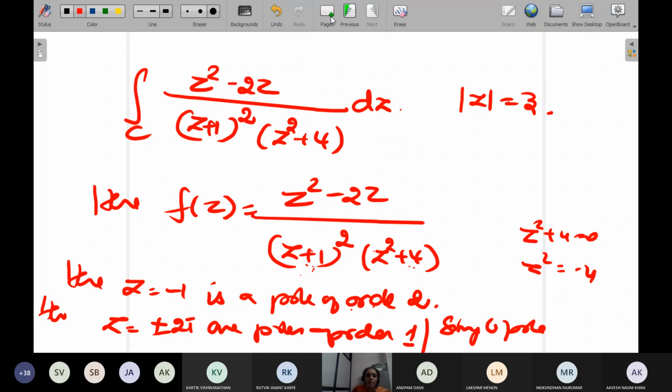Now, first of all, we will check which poles lie inside the region and which lie outside the region. What is the given region? Mod z is equal to 3. So mod z equal to 3 means a circle with center 0 and radius 3. So z is equal to minus 1, and z equal to plus or minus 2i, both will lie inside.